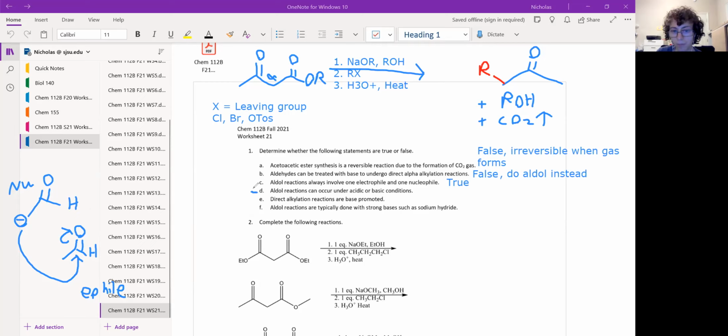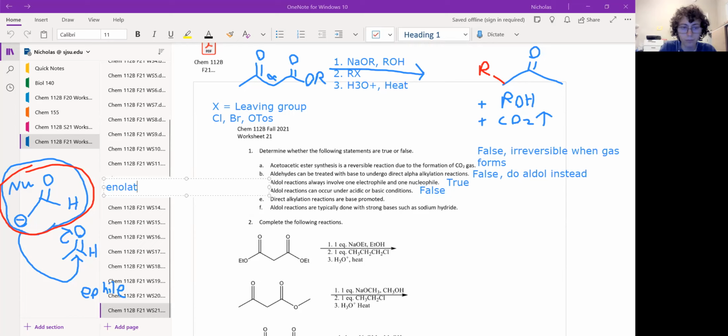Okay. Next is aldol reactions can occur under acidic or basic conditions. This is false because we are using an enolate as our nucleophile, and that's always going to be the case. You need an enolate, and to form an enolate, you need a base. So you can't use an acid to form an enolate.